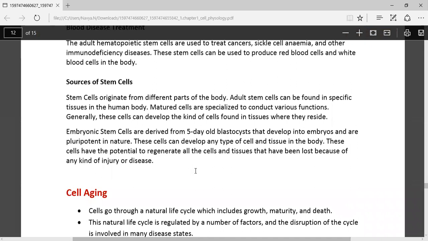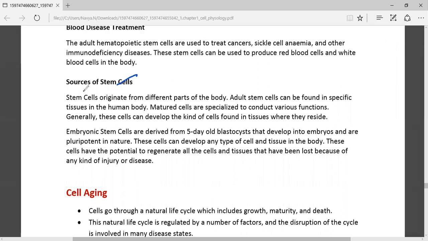And the source of the stem cells. Here we have the source of the stem cells, that is, these stem cells originate from different parts of the body. The adult stem cells can be found in specific tissue in the human body, along with mature cells. Those mature cells are specialized to conduct various functions, and these cells can develop into the kinds of cells that are found in the tissue.